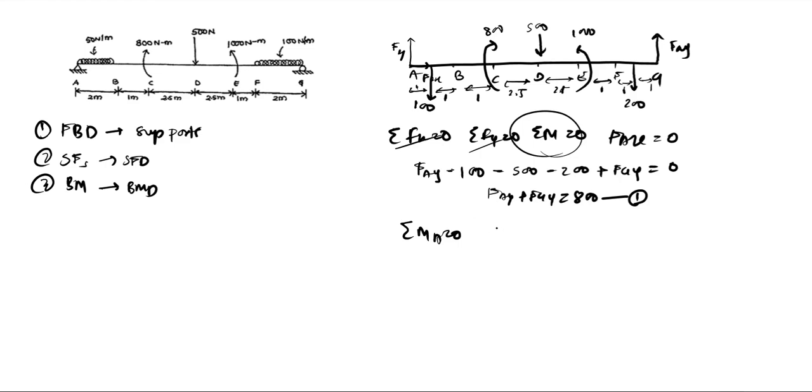Which will become 100 into 1 as the clockwise movement. So clockwise we will take as positive, and anti-clockwise we will take as negative for the movement. You can change this. If you want to take anti-clockwise as positive, you can do this. It won't affect your solution.